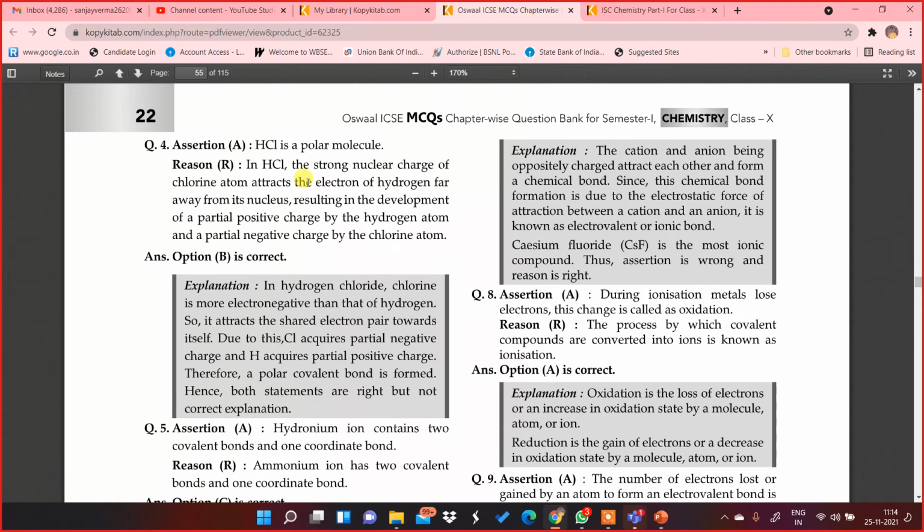Number 4. HCl is a polar molecule. In HCl, the strong nuclear charge of chlorine.